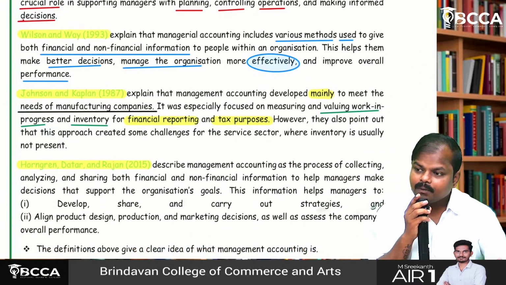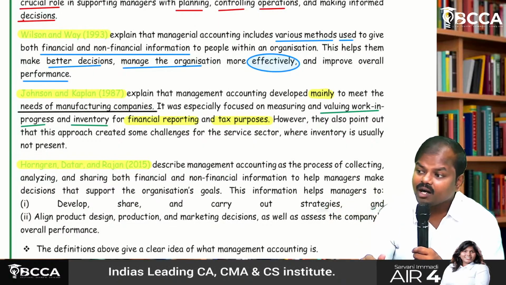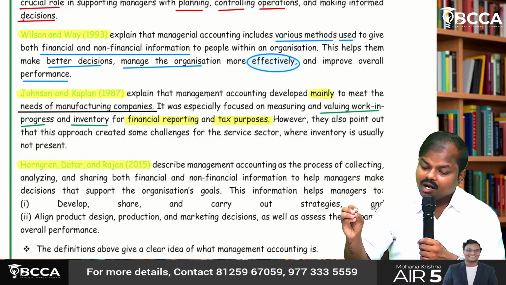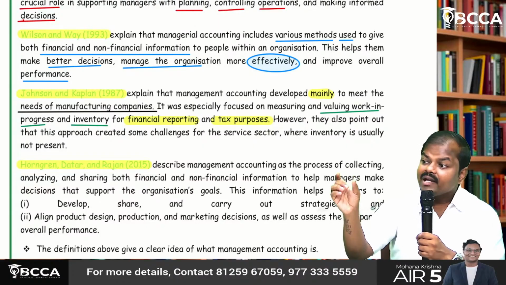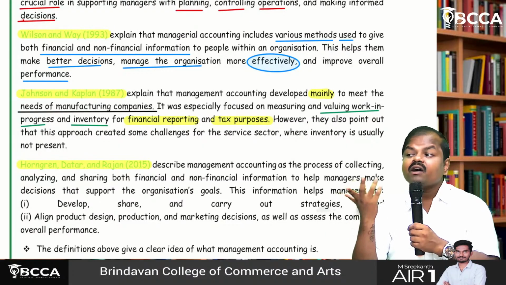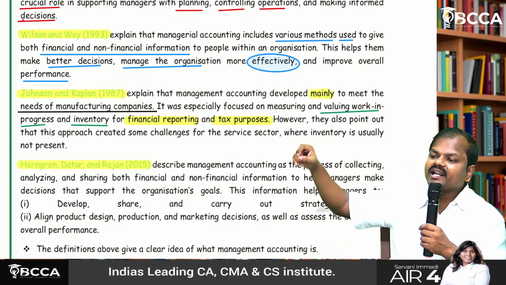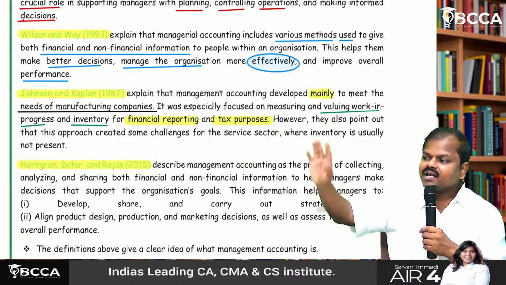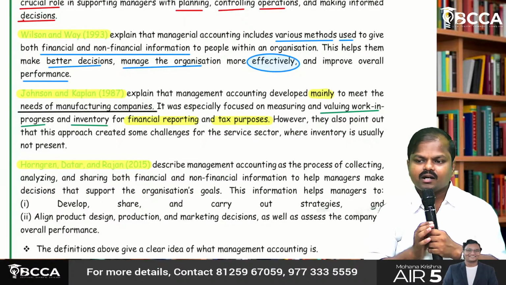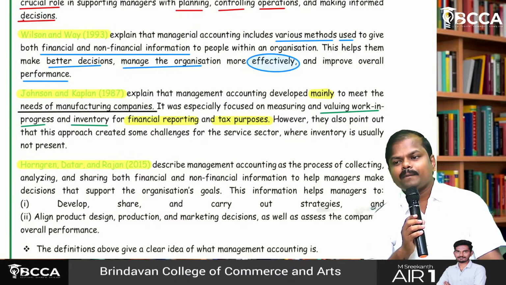According to Johnson and Kaplan, management accounting is a need of manufacturing companies, focusing on measuring the value of WIP. For what purpose is the value of WIP required? For financial reporting and for tax purposes. That is the reason we study management accounting. Who told? Johnson and Kaplan. Till now clear?